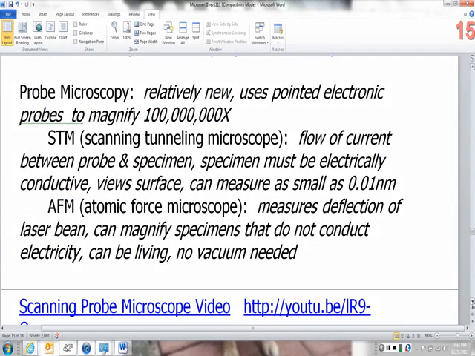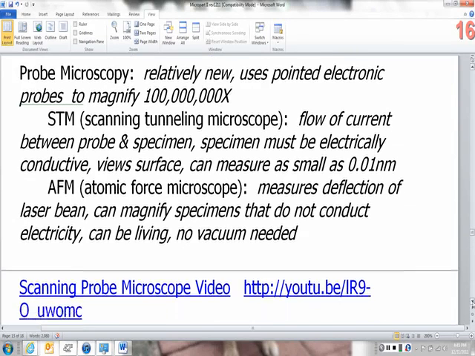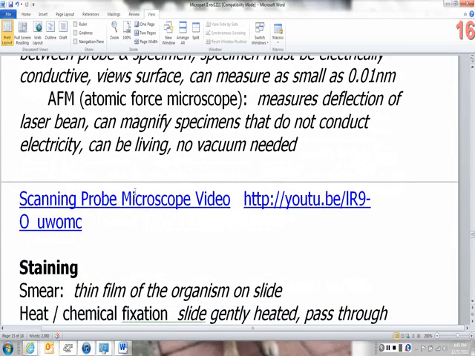Probe microscopy is relatively new. This method uses pointed electronic probes to magnify up to 100 million times. The STM, or scanning tunneling microscope, uses a flow of current between the probe and the specimen to view the surface. The specimen must be electrically conductive and can be measured as small as 0.01 nanometers. The AFM, or atomic force microscope, measures objects using deflection of specimens that do not conduct electricity, can be living, and a vacuum is not needed.